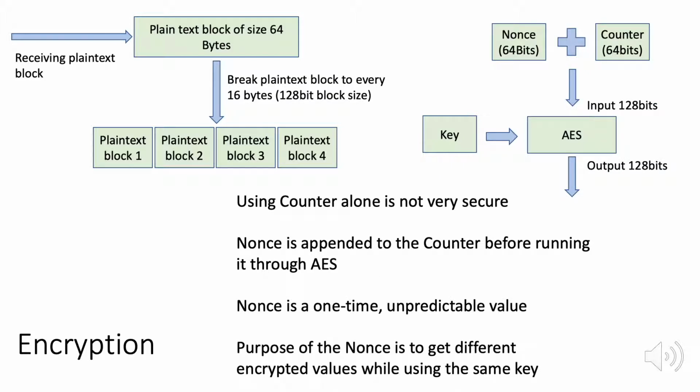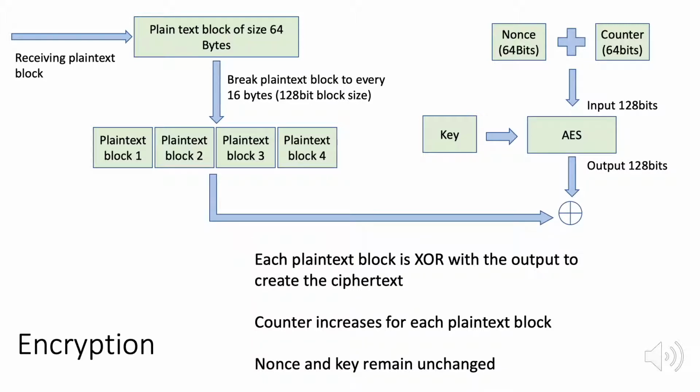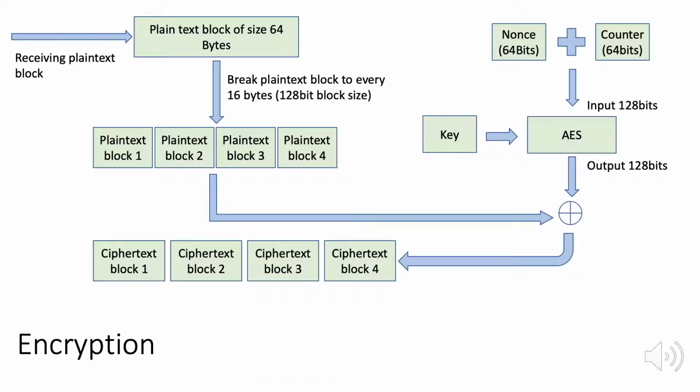Using a counter alone is not very secure, so a nonce is appended to the counter before running it through AES. A nonce is a one-time use, random value. After getting the output from AES, the plaintext block will be XORed with the output to create the ciphertext. The counter will increase for each plaintext block while the nonce and the key remain unchanged for the entire encryption process. Once all the plaintext blocks are processed, they will be combined to generate the ciphertext block.